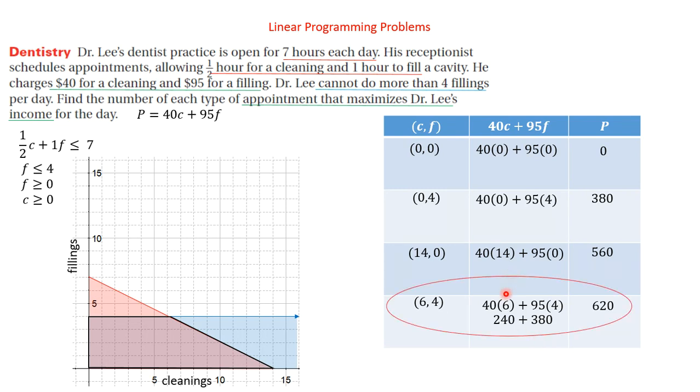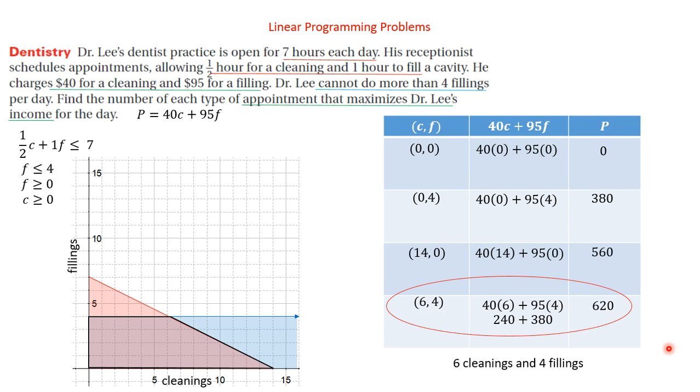And so now we need to make sure we answer the question. Is it asking for what is the maximum that Dr. Lee can make? Or is it asking for what does he have to do to get there? Find the number of each type of appointment that maximizes. So each type of appointment, we have 6 cleanings and 4 fillings. So 6 cleanings and 4 fillings will maximize his income for the day.